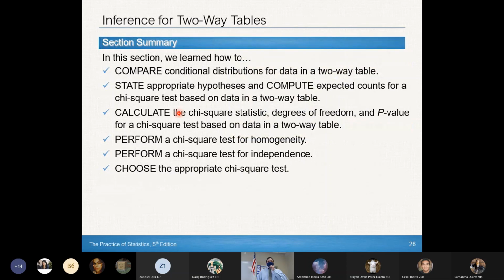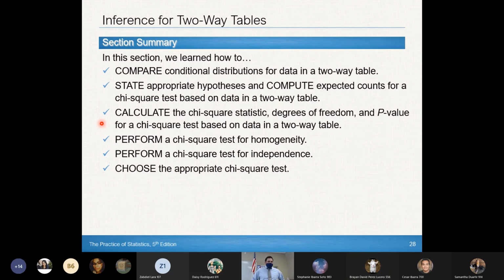So that brings us to the end of this presentation. All right. We can compare conditional distributions for data in a two-way table. We know how to write our hypotheses, or at least we've seen how to write the hypotheses, and compute expected counts for a chi-square test based on data in a two-way table. We can calculate the chi-square statistic, degrees of freedom, and p-value for a chi-square test based on data in a two-way table. We can perform a chi-square test for homogeneity and a chi-square test for independence.